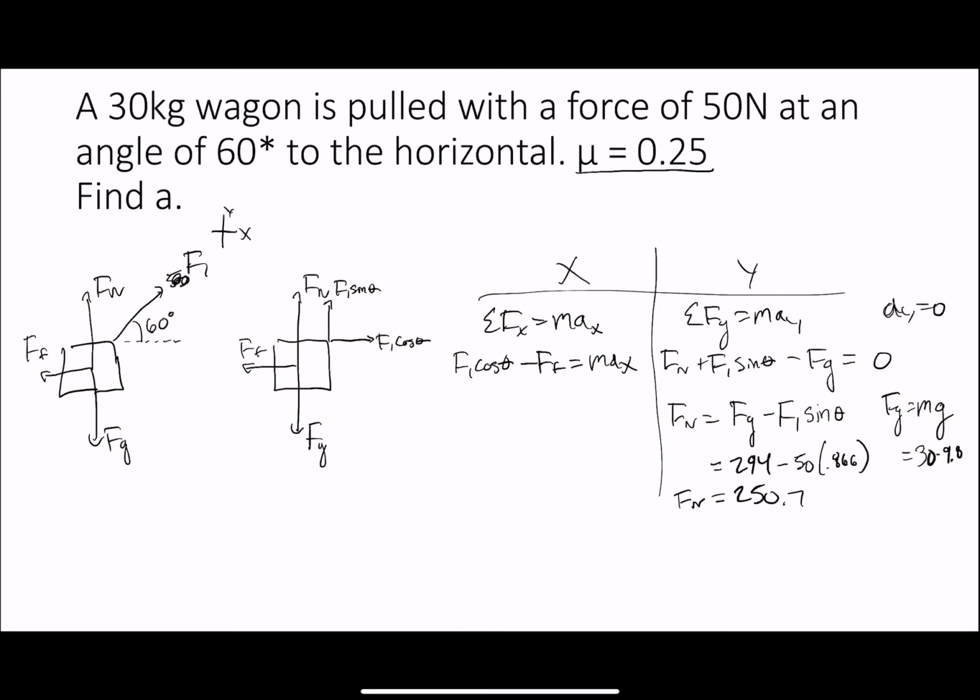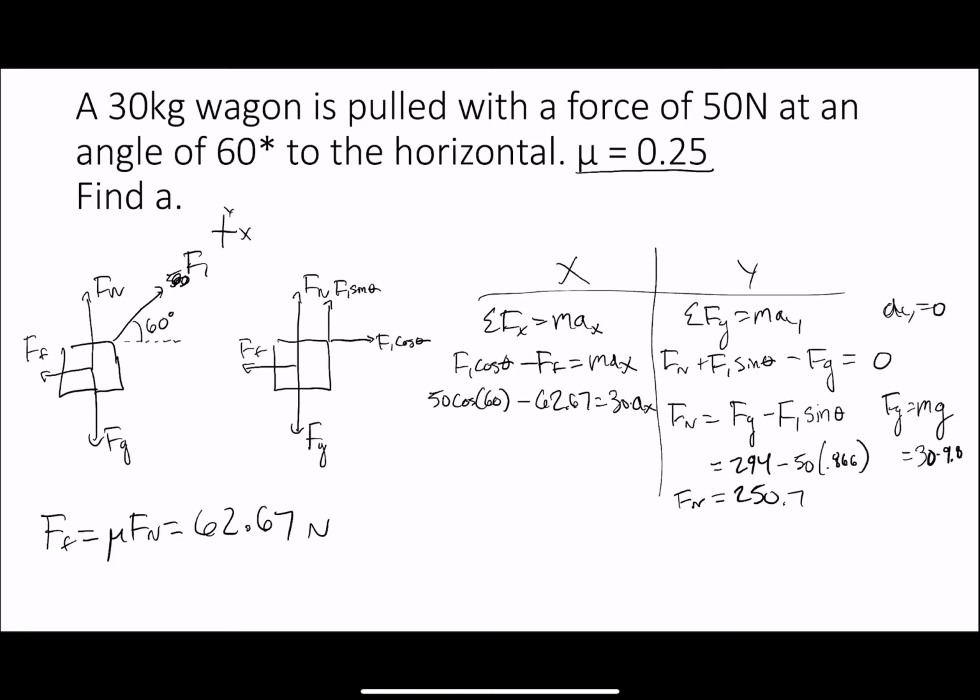Okay. And so we have the normal force now, so now we can plug in everything to this side. Let's go ahead and find the frictional force. It's equal to mu, the normal force, which is equal to 0.25 times that 250 we just found. And so I got 62.67 newtons. So when we plug it into the equation, we get F1 cosine theta, so 50 times cosine of 60 minus 62.67 is equal to 30 times AX.